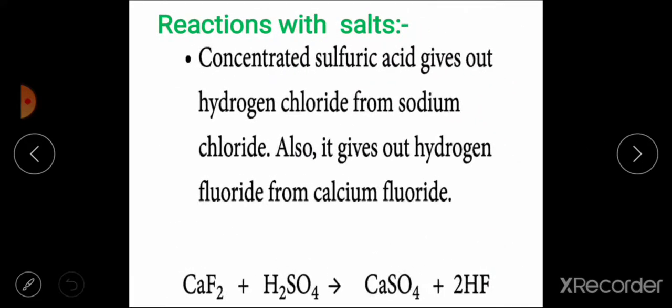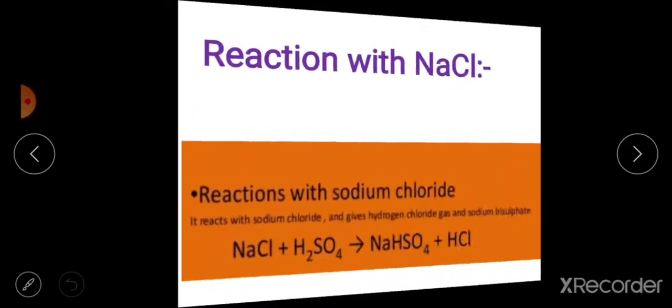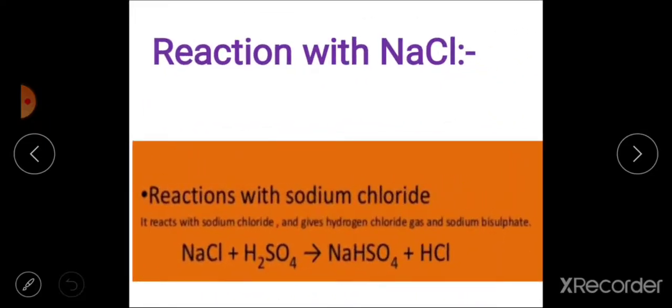Then reaction with salts. Concentrated sulfuric acid reacts with calcium fluoride to give calcium sulfate plus 2 HF. Then the next reaction is with sodium chloride, another salt. Here the sulfuric acid reacts with NaCl to form sodium hydrogen sulfate, and HCl is produced.